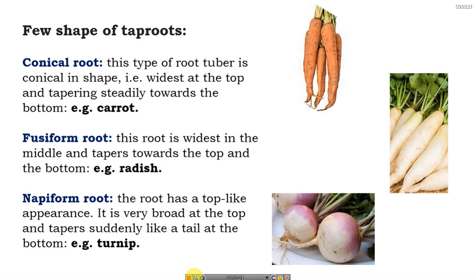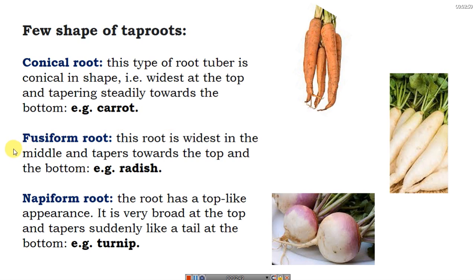I told you that roots also do the function of storage of food materials, and they store food material and swell, and they assume different kinds of shapes. A few of the shapes of the tap roots are conical roots. This type of root tubers are conical in shape. They have their widest at the top and then they taper gradually towards the bottom.